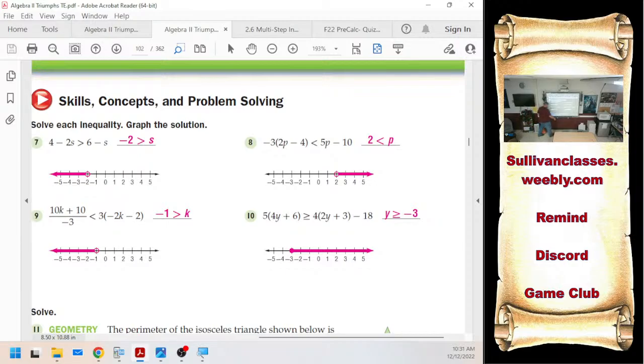If you instead have s is less than -2, p is greater than 2, and k is less than -1. Okay, that'd be more appropriate. And we made a kind of a big deal about that last week, where we said, no, we're just going to put our variables on the left because that's how it ends up.